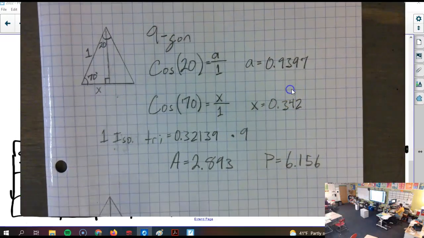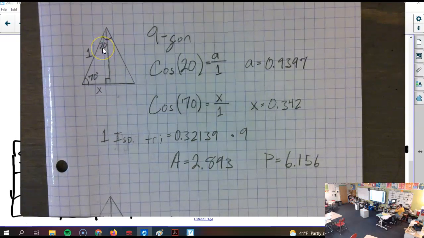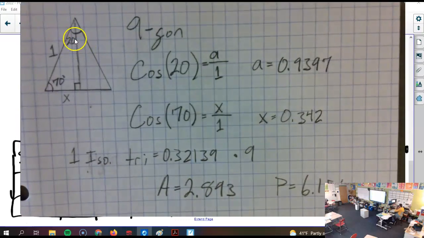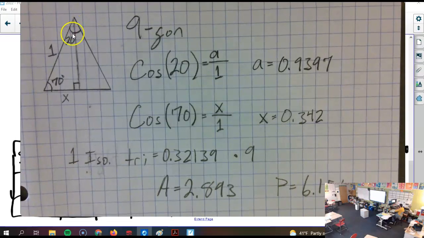For my nonagon, I did not draw the whole nonagon. Hey guys, I have advice for you. It doesn't matter if this is to scale. I just drew the isosceles triangle that would be created by the nonagon. Then I took 360 and divided by 18, because there will be 18 center angles in a 9-gon. So I get 20 and 70 for my degrees.